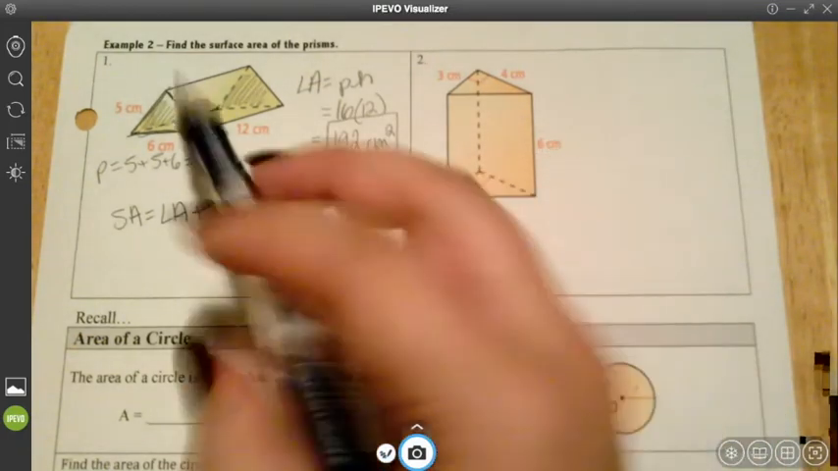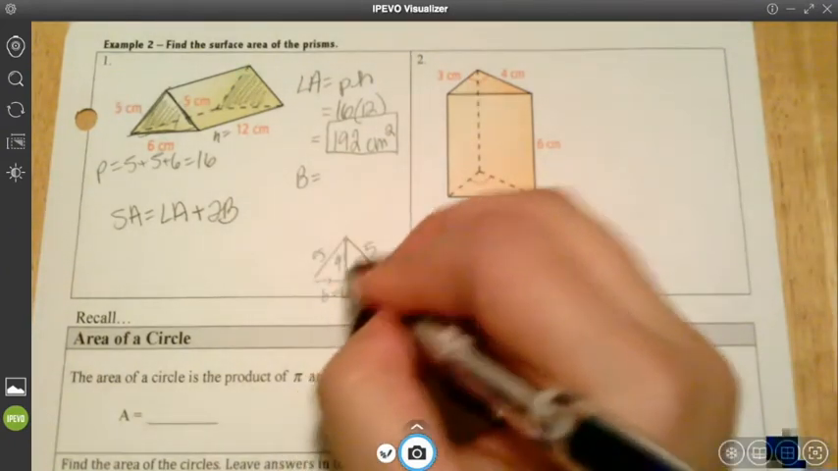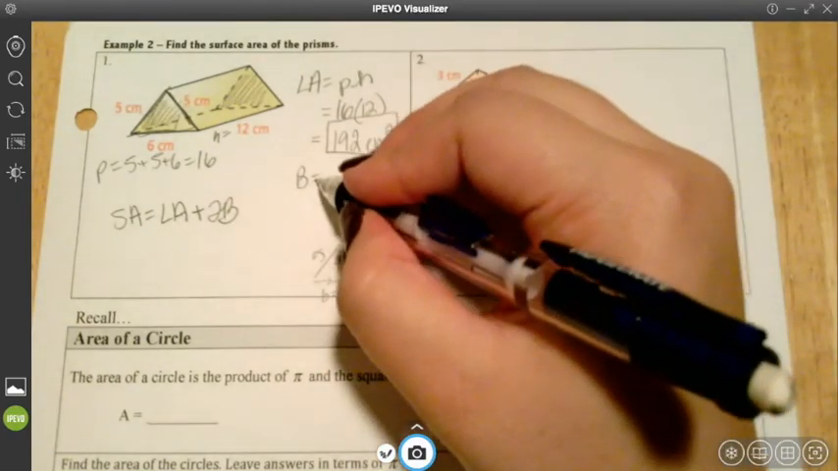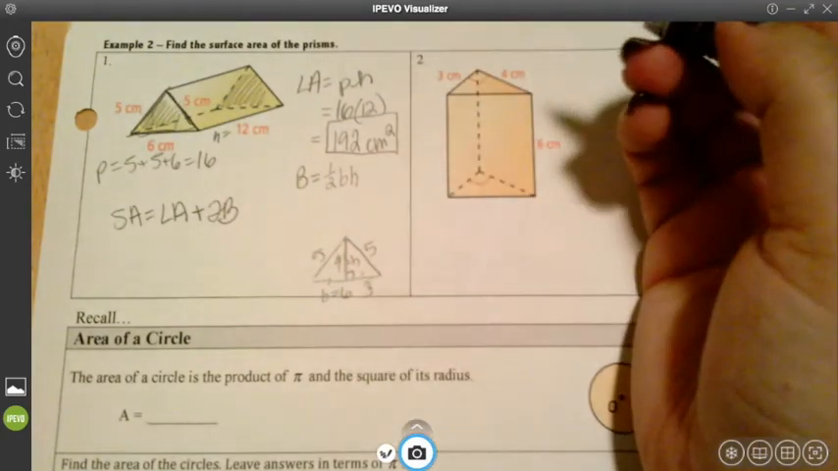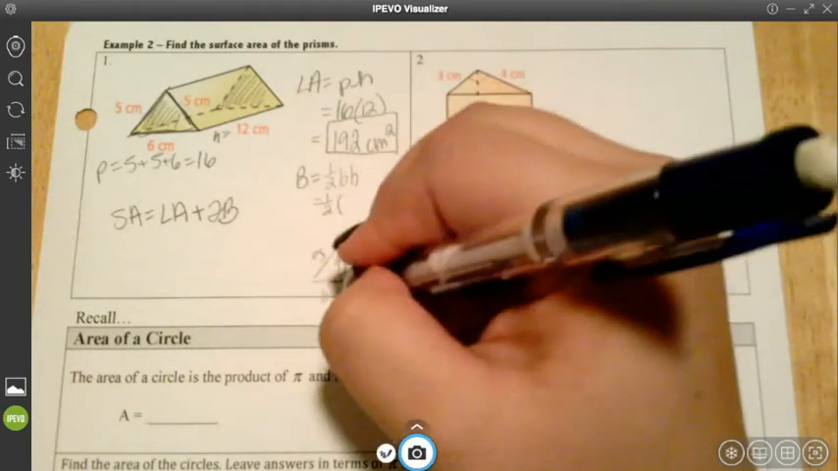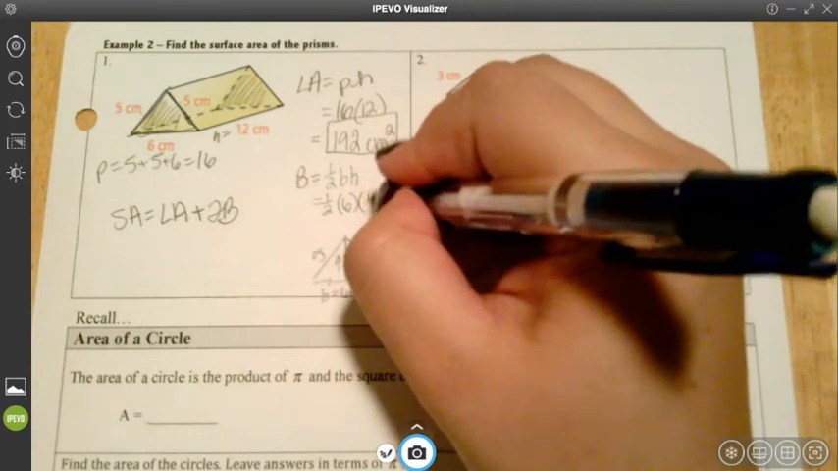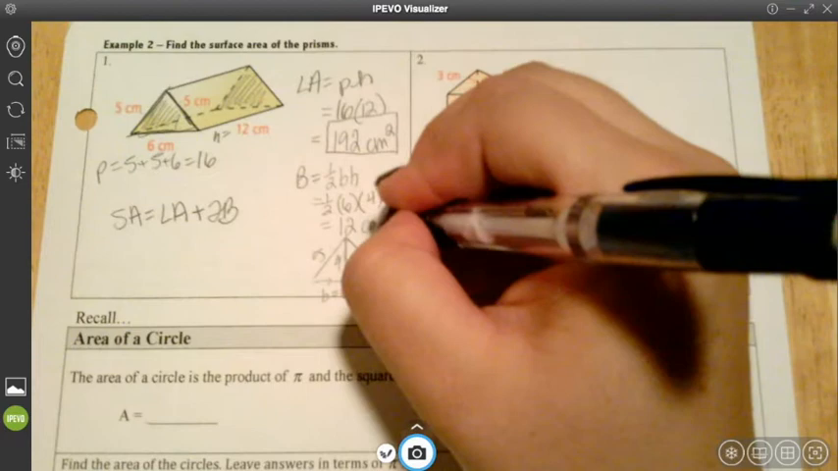Now, I can't just say 5 times 5 because those are not perpendicular lengths. So this will be my base, and this will be my triangle's height. To calculate the area of one base, I use 1/2 base times height for the area of a triangle. That's 1/2 little b, base of the triangle is 6, h height of the triangle is 4. And that should give us 12 squared centimeters.